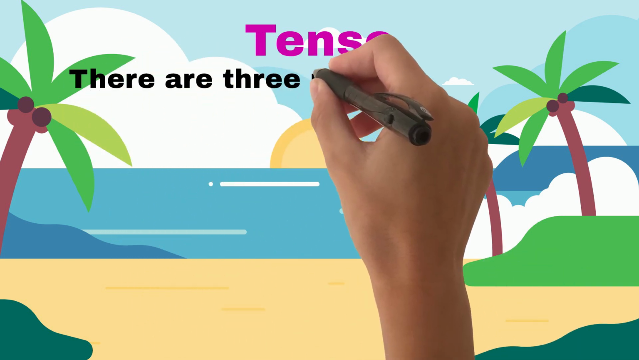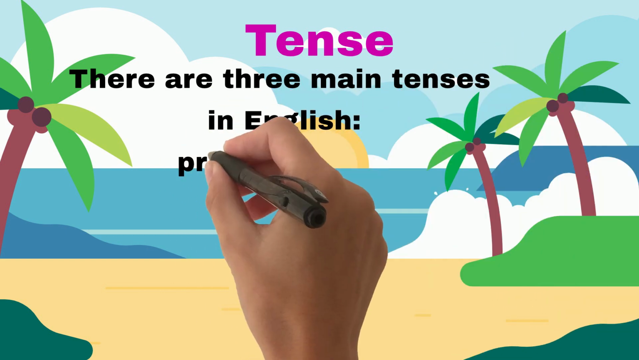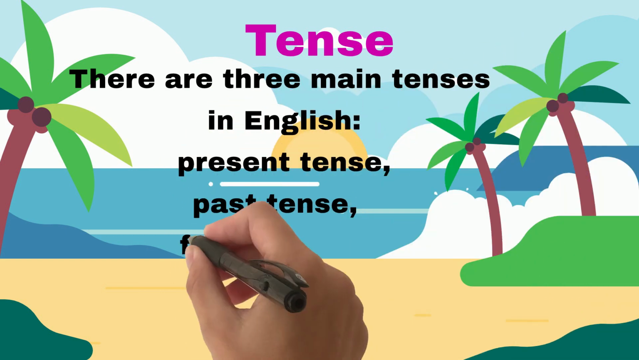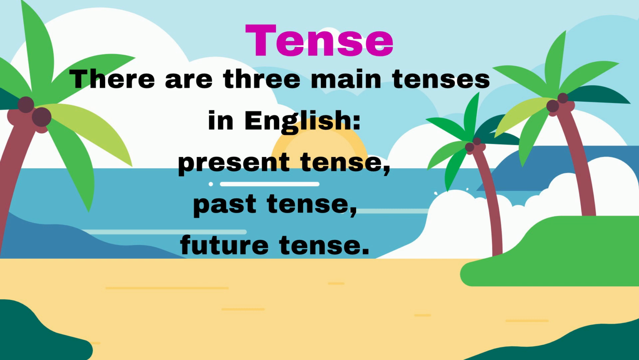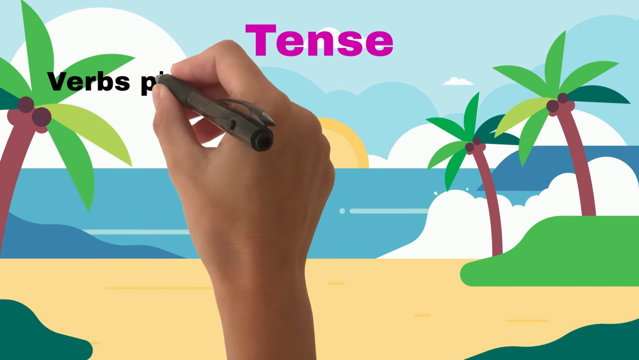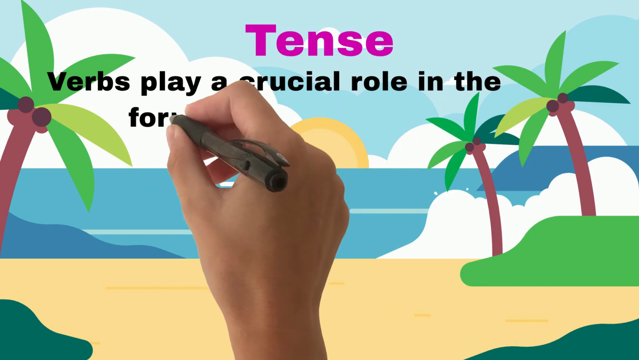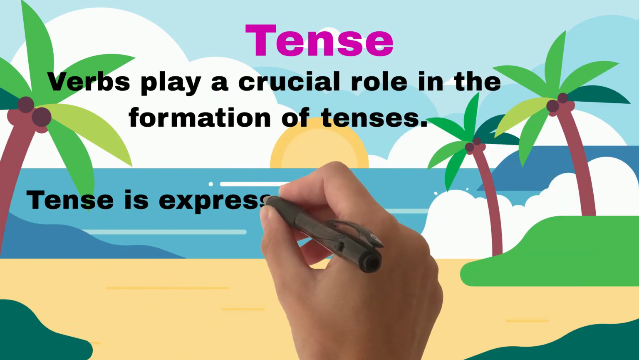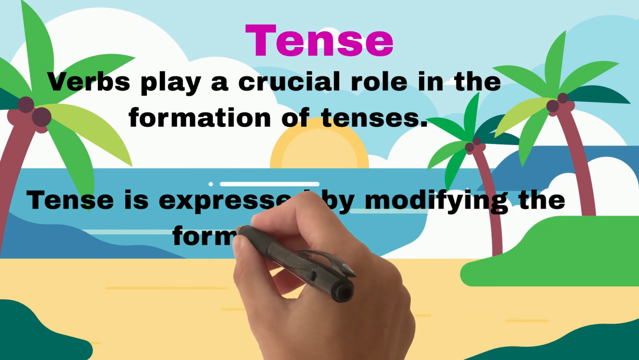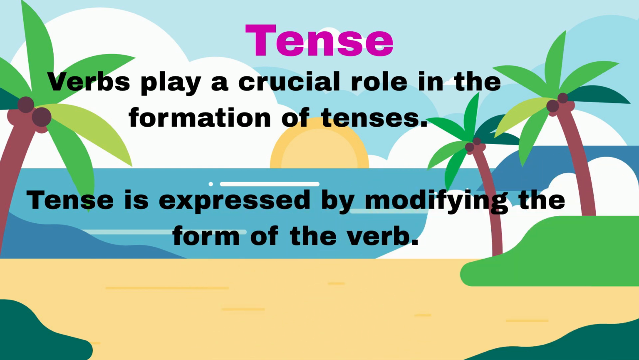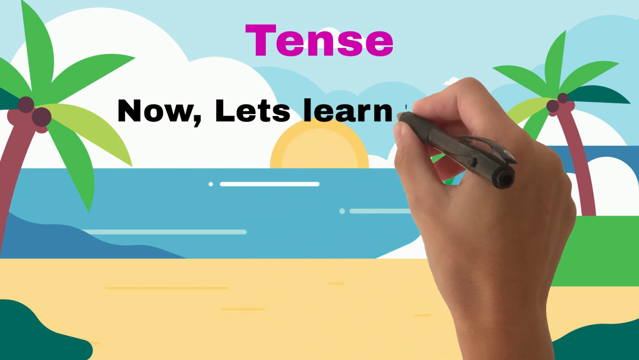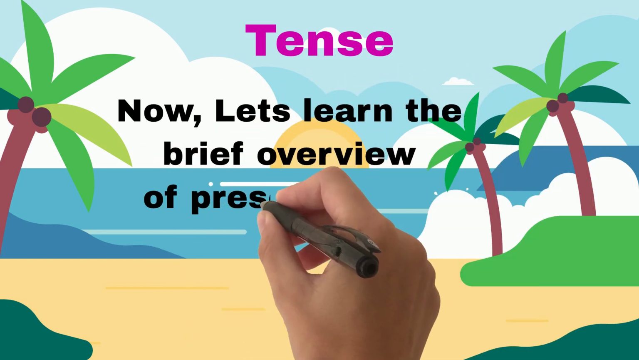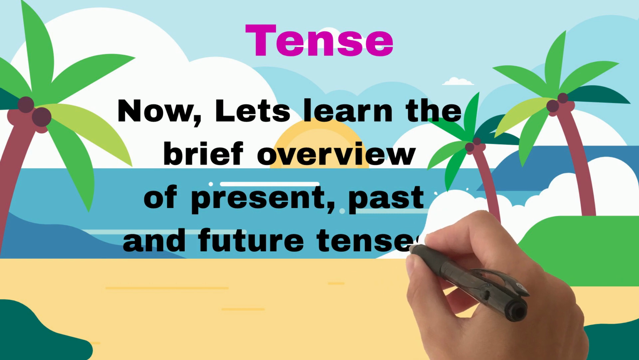There are three main tenses in English: present tense, past tense, and future tense. Verbs play a crucial role in the formation of tenses. Tense is expressed by modifying the form of the verb, whether it is present, past, or future. Now, let's learn the brief overview of present, past, and future tenses.